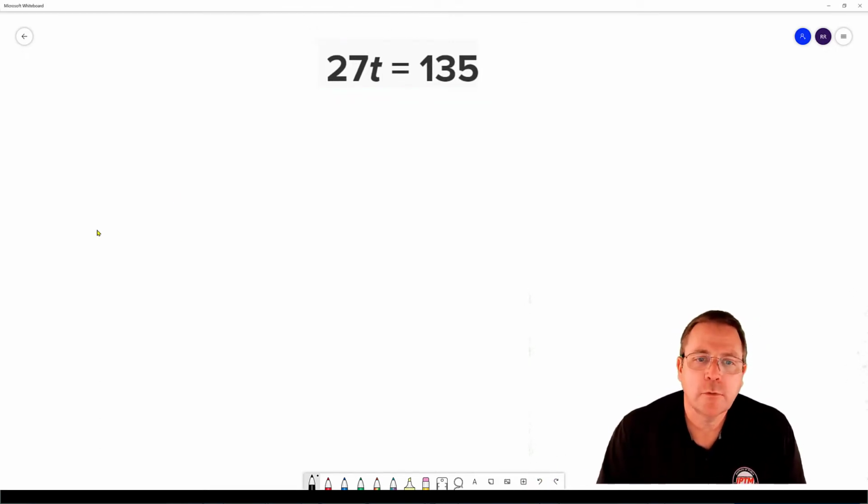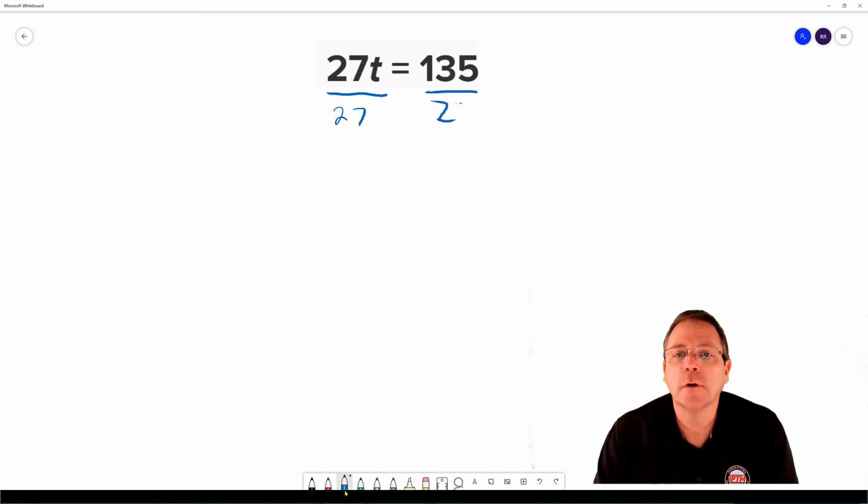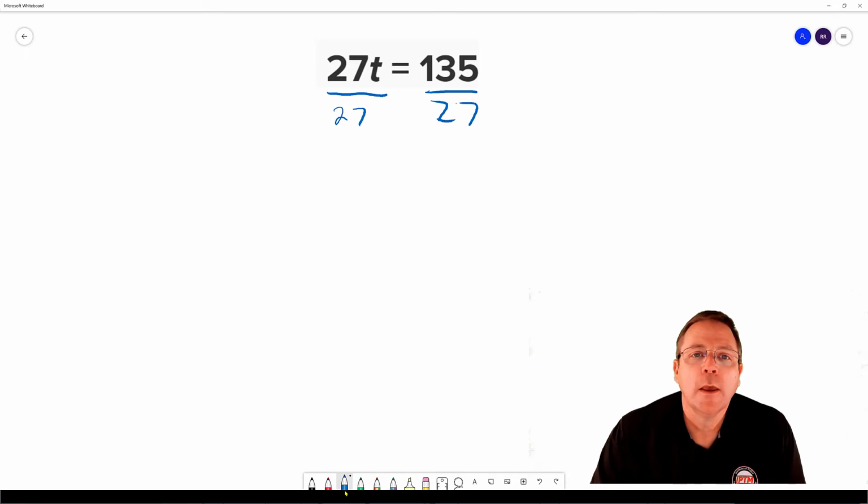We're going to start off by using the division property of equality. We have t as our friend. His variable is 27. 27 is multiplying itself times t, so we're going to divide by 27 on both sides. 27 divided by 27 is 1. 1 times t is t.